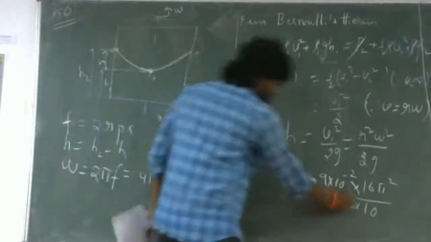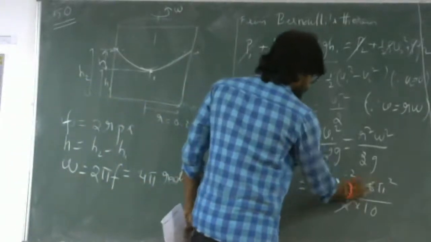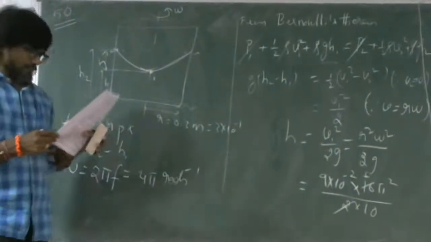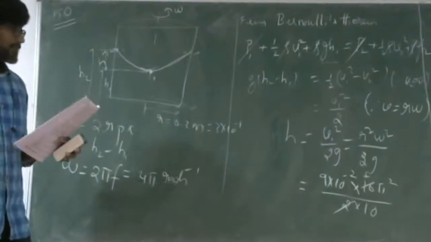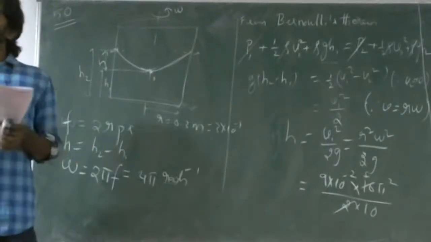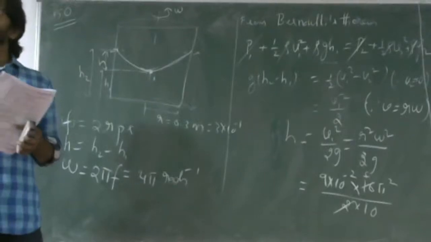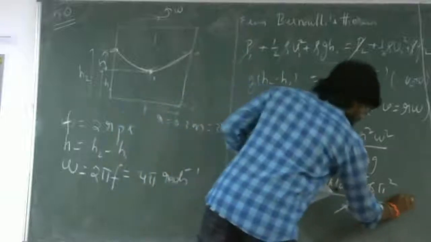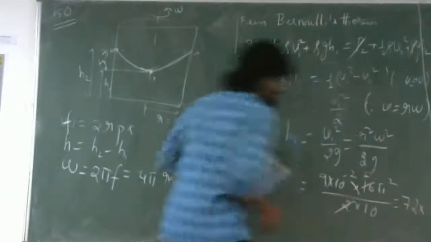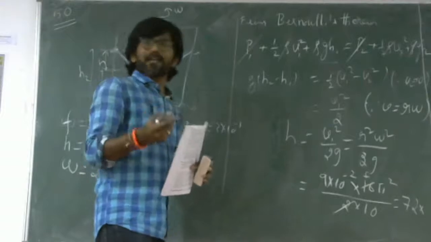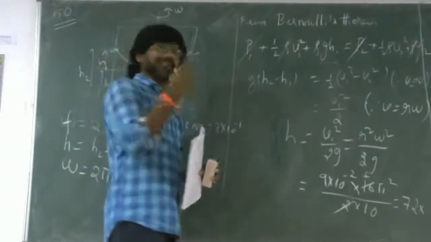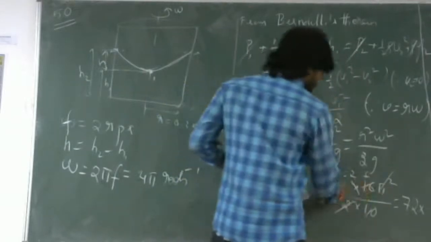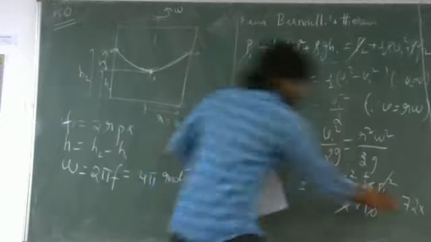So this can be expressed as what is this? 2 8s, 9 8s, how much? 9 into 8 is 72. Okay, so it is 72 into pi square, which approximately can be taken as 10. Pi value is 3.14, square is 9 point something, that can be taken as 10. So this 10 by 10 gets cancelled. So this is 72 into 10 to the power minus 2.